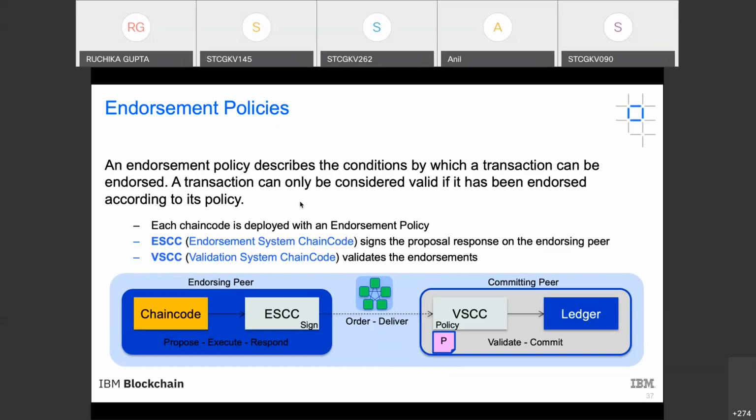After the orderer receives it, it would receive a lot of transactions. It would put them in a block, and after putting them into the block, it sends it to the peer. So you have endorse, you have order, and the third thing was validate.